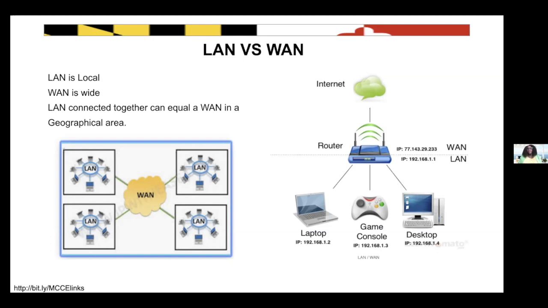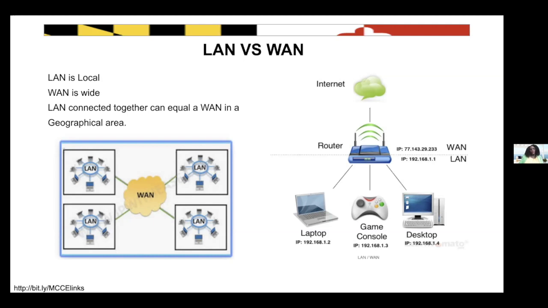And then how does it work? Here we have the internet, and then we have a router, and that's your WAN, and that's your LAN. The kinds of things that connect to a LAN are your laptops, your wireless, your gaming, and your desktops. That's just a diagram to explain the LAN versus the WAN.